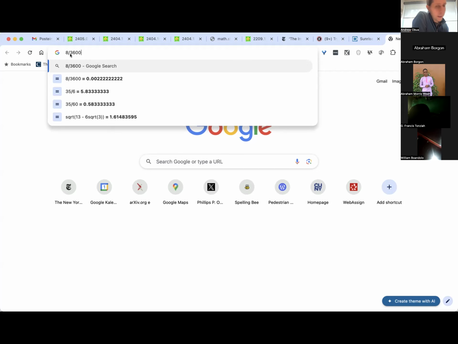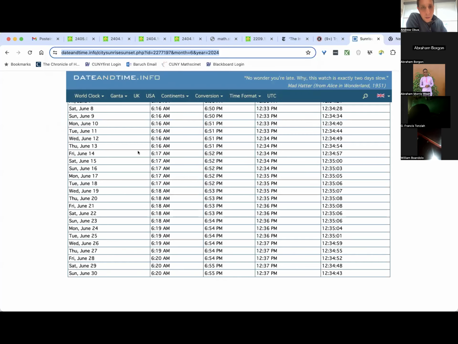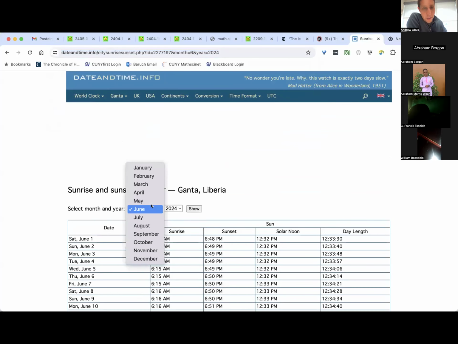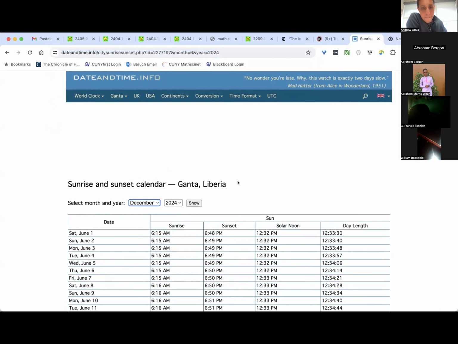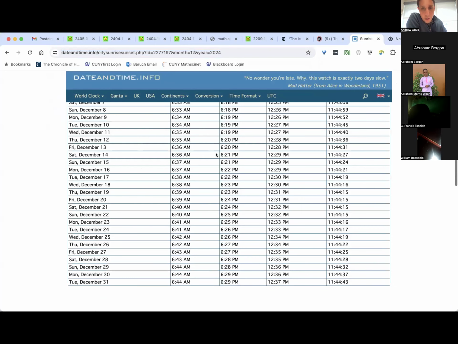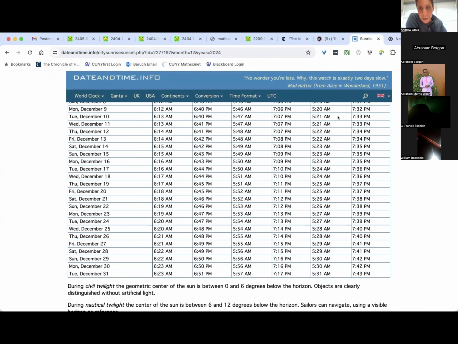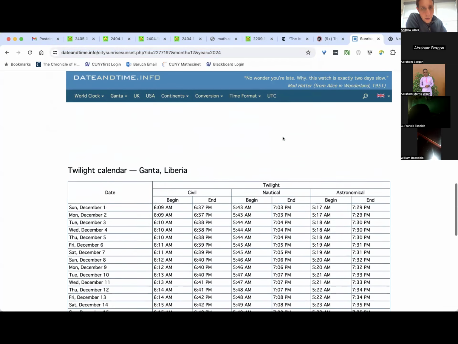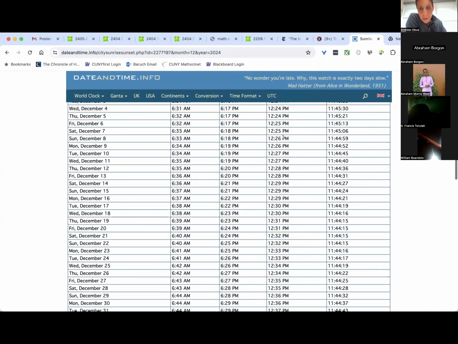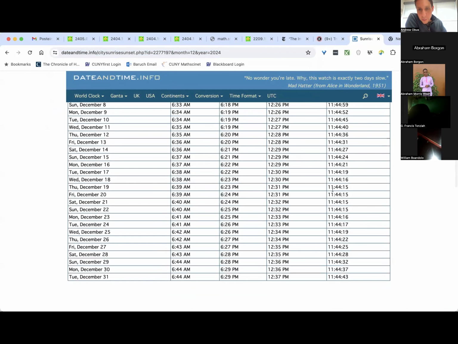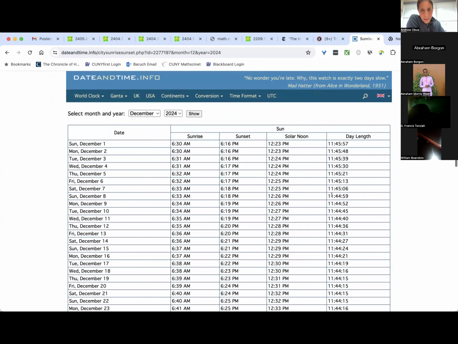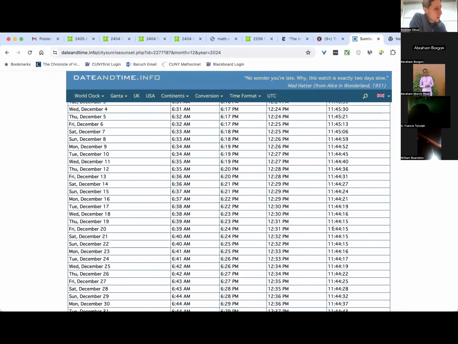So what about the minimum total daylight time? We've got to look that up again. The minimum should be sometime in December, right? So let's look at December. What's the shortest day? Oh wait, no, I don't want the twilight calendar. Here we are, the sunrise and sunset calendar. The shortest day looks like it's right around December 20th, December 21st, and that's 11 hours, 44 minutes, and 15 seconds. Sunrise, sunset, solar noon, and day length. So the minimum is going to be 11 hours, 44 minutes, and 15 seconds.